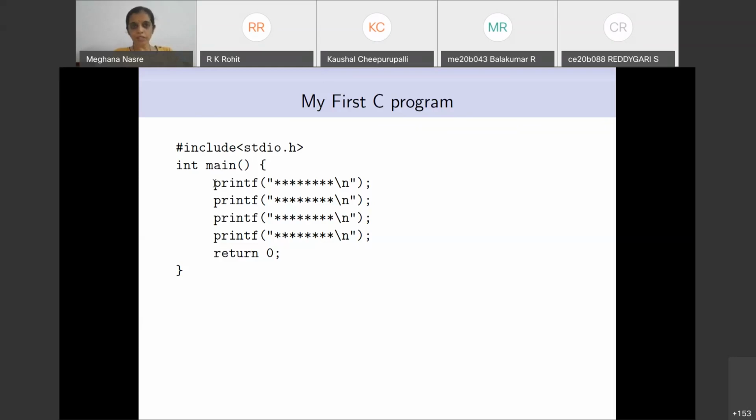So the only relevant part of the code which is for printing the pattern are these 4 lines, which are printf with these asterisks, 8 asterisks and a slash n there. So the number of lines that I have to write depends on the number of rows in that pattern. So I have 4 rows, therefore I have written 4 printf statements.